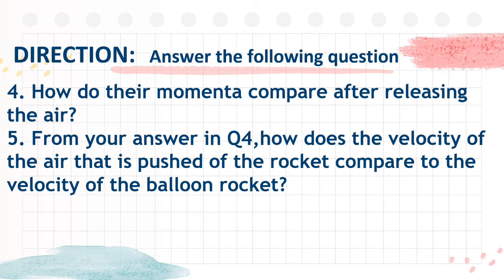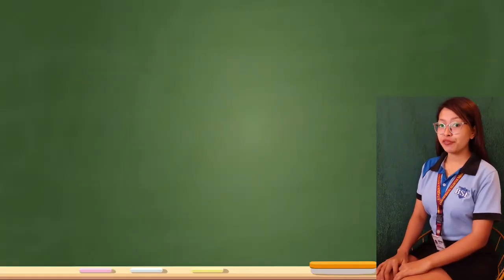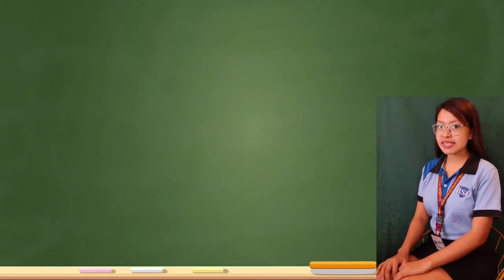Fifth, from your answer in question 4, how does the velocity of the air that is pushed off the rocket compare to the velocity of the balloon rocket? Second activity, conservation of momentum.